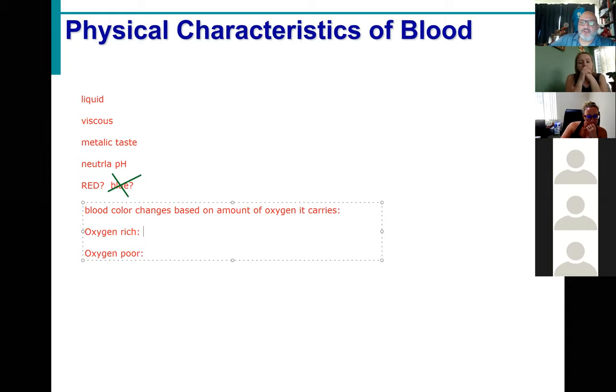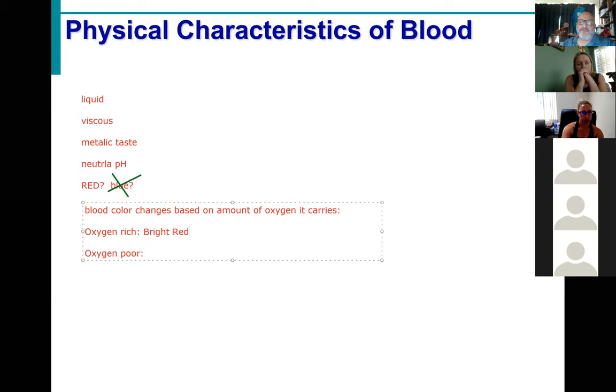Oxygen-rich blood means that there's a large amount of oxygen bound to that iron you guys were talking about in the hemoglobin. And so it gets a very bright red coloration to it. So again, if you had a bucket of blood sitting here next to you, the oxygen from the surrounding environment would mix with it, and it would get nice and bright red.